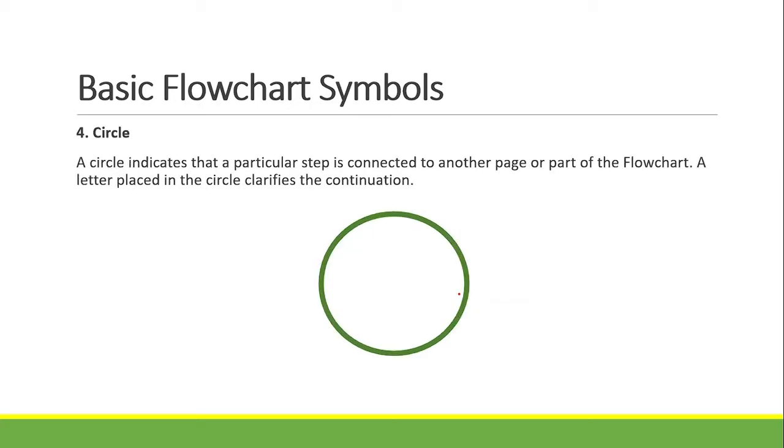Circle. A circle indicates that a particular step is connected to another page or part of the flowchart. A letter placed in the circle clarifies the continuation. So, di ba sinabi ko nga kanina na some of the business processes or some of the flowcharts can be complicated if pipilitin ng isang process sa isang flowchart lang. So, gumagamit tayo ng circle para mas ma-explain ang isang complicated process, hinihiwalay-hiwalay ang flowchart nito, at para mapagdugtong-dugtong naman ang mga flowchart na yon, we are using circle.